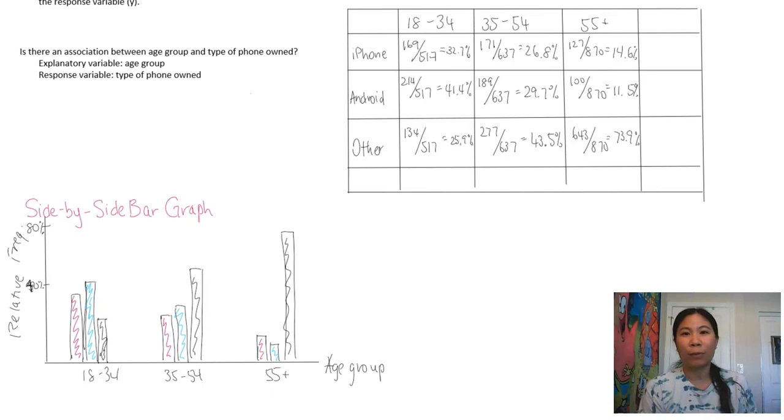Another type of graph that we could make that'll display the same data is the segmented bar graph. So it's still a bar graph. It just, instead of having 9 bars that we made in the side-by-side, it'll just have 3. But then within each bar, there's little sections for each of the categories.